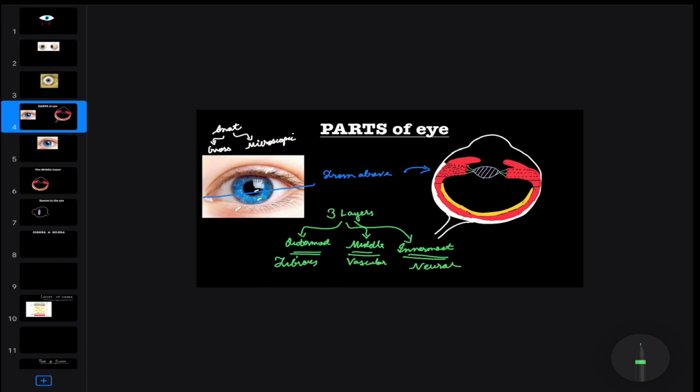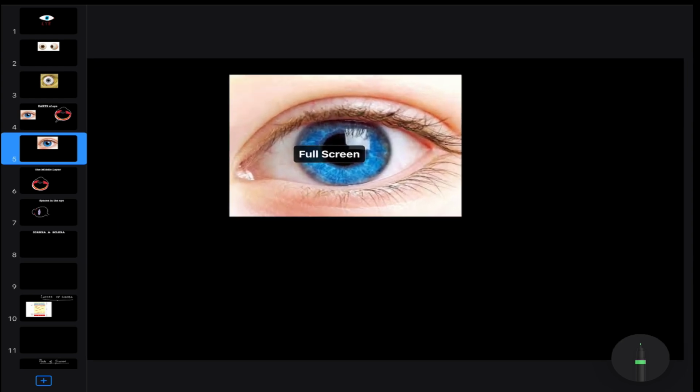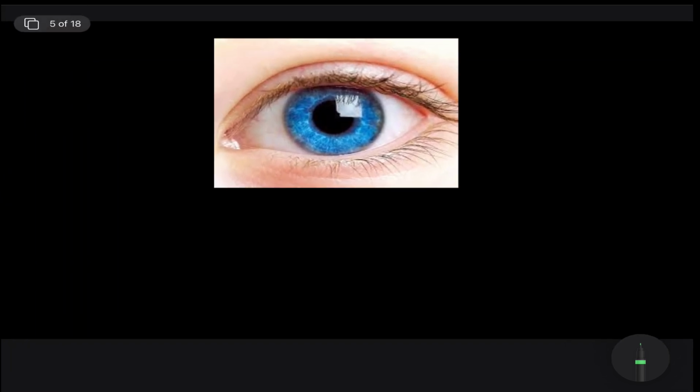So here we have over here a picture of the human eye, right? What is the outermost part? So think about it. When you are looking at the eye from outside, which layer of the eyeball will you probably visualize? Yes, the outermost layer. So that is exactly what we'll be doing. The outermost layer.